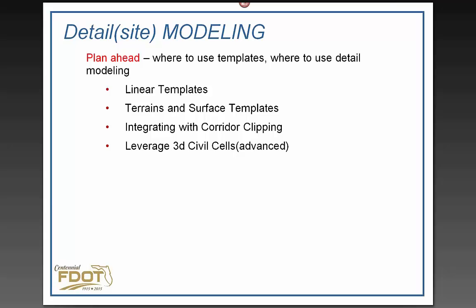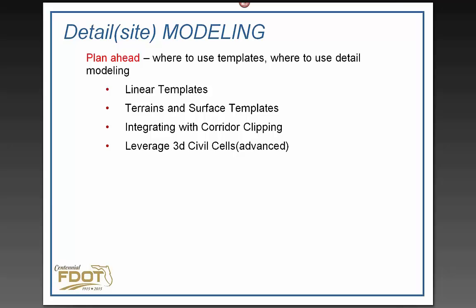As far as doing the detail modeling, you're going to be working with linear templates, building terrains and surface templates, and then you'll be integrating them with the corridor by using a corridor clipping technique. And then also sort of an advanced concept that we've already scheduled another webinar for, and that is leveraging 3D civil cells. A 3D civil cell would really just be a detail model of a specific circumstance, like a driveway or a traffic separator nose.